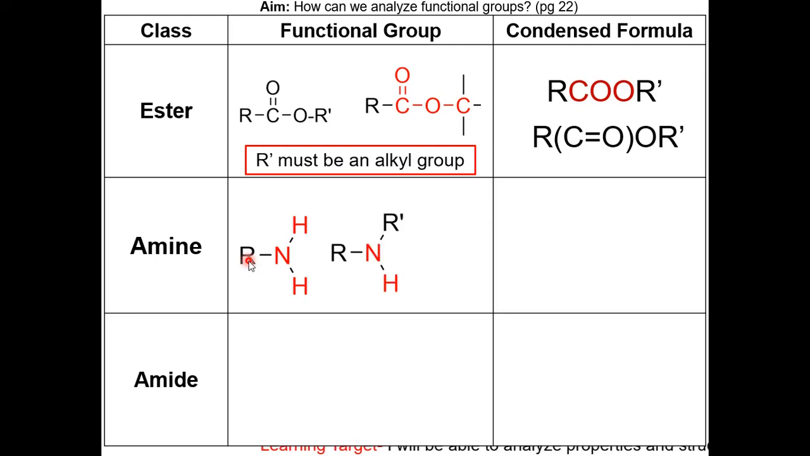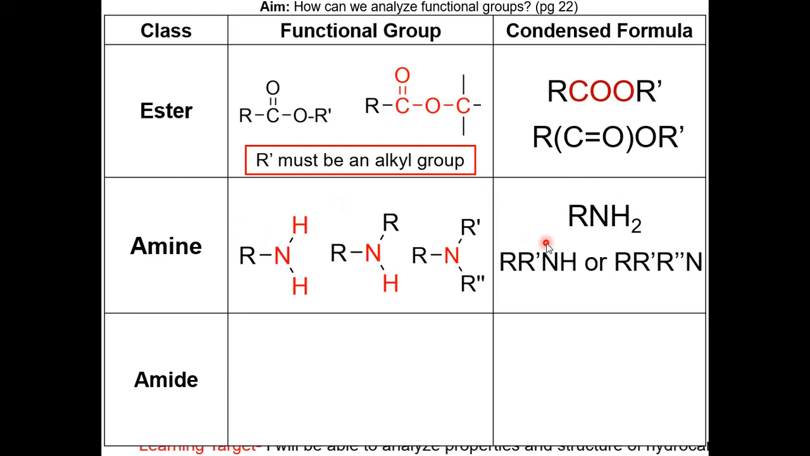The next class of organic compounds is amine. Amines are nitrogen functional groups. The nitrogen can be bonded to hydrogen or R groups. Here are the condensed formulas for amine.